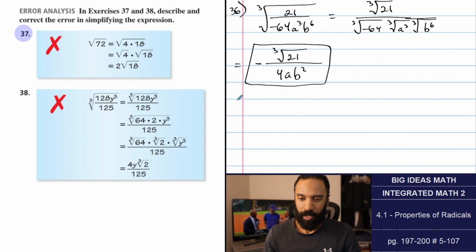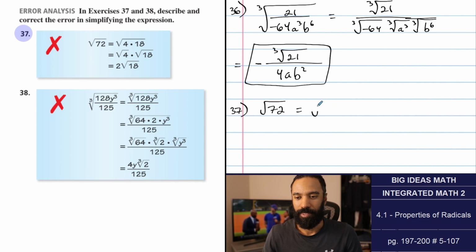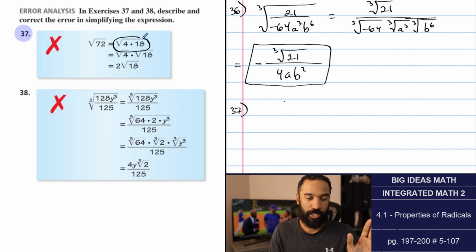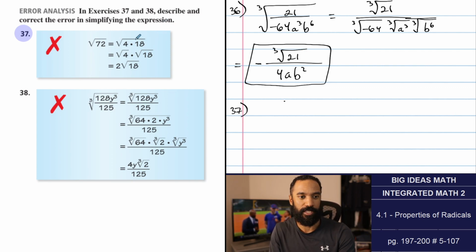All right. Good. There's a reason I like 37, because then I don't have to do it myself later. They're showing me exactly what to do. Let me point out what they're writing. Root 72 is root 4 times 18. I don't disagree as far as the math. I don't disagree that 4 times 18 is 72. I don't disagree that you can split up the square root. I don't disagree that the square root of 4 is 2. That's all perfect. These are even equivalent.